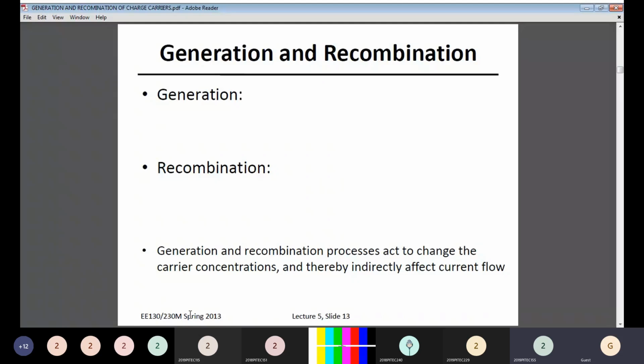The generation and recombination processes act to change the carrier concentrations and thereby indirectly affect the current flow. So generation of charge carriers and recombination of charge carriers will act to change the carrier concentrations, then automatically it will affect the current flow indirectly.